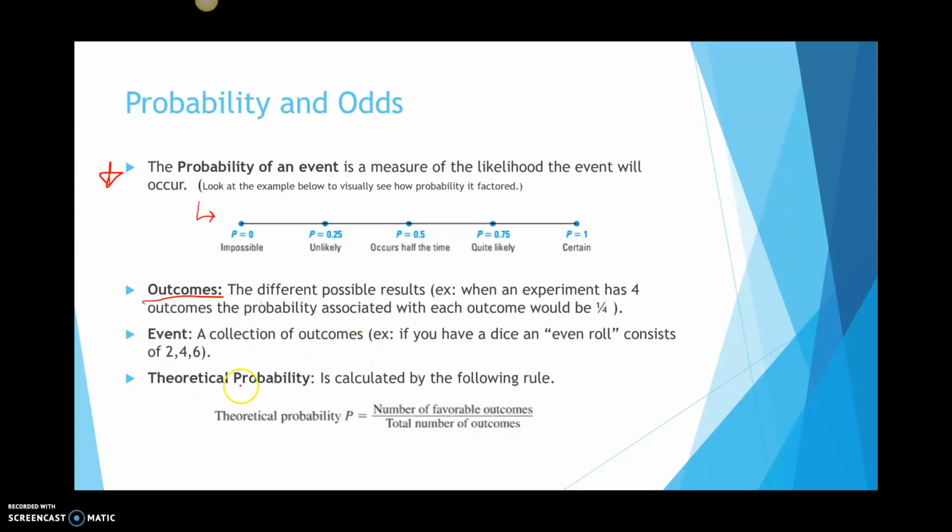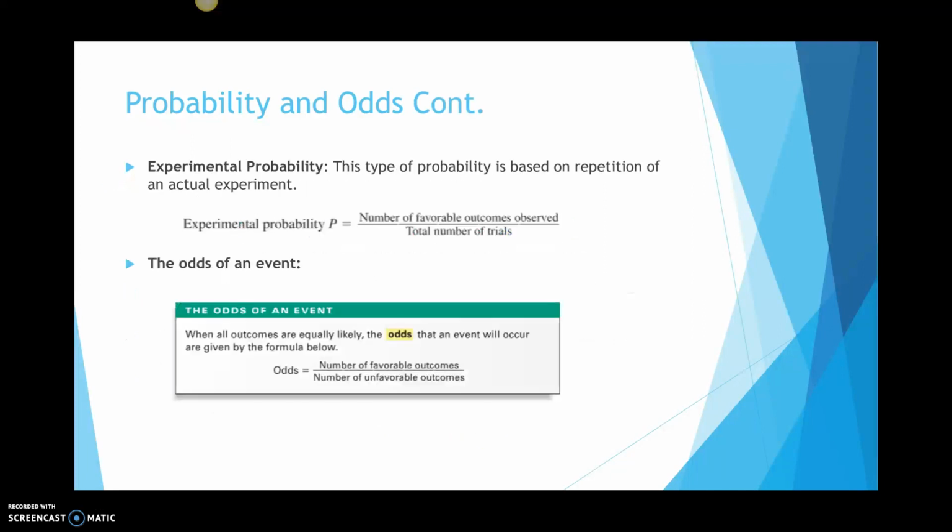Another type of probability we'll see here is theoretical and experimental. Theoretical is calculated by the following rule: the number of favorable outcomes out of the total number of outcomes. Next set of definitions, we have experimental probability. This type of probability is based on repetition of an actual experiment. So the number of favorable outcomes observed over the total number of trials. That would be like flipping a coin. If you flip a coin, let's say 10 times, the total amount of heads you get out of the 10 flips you do.